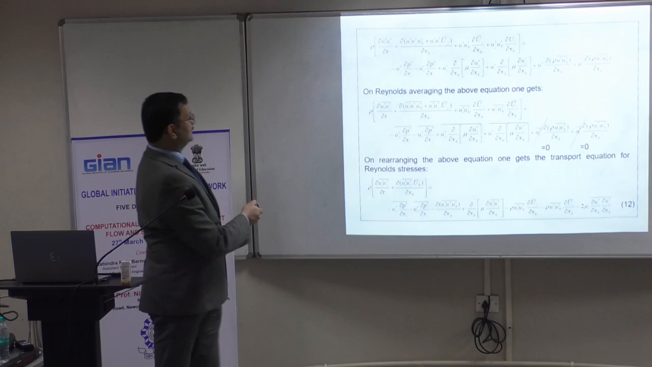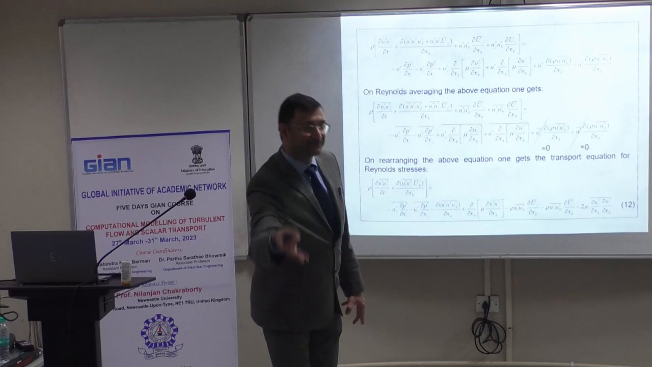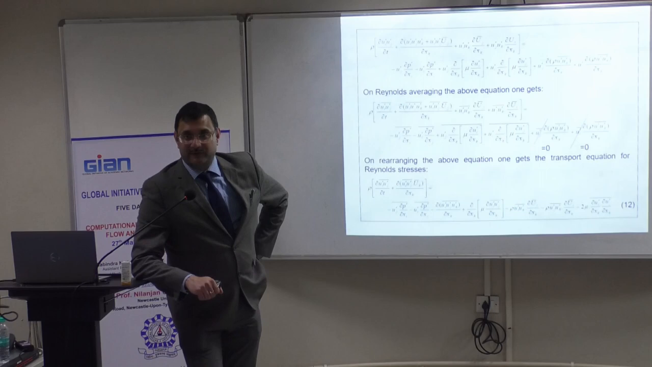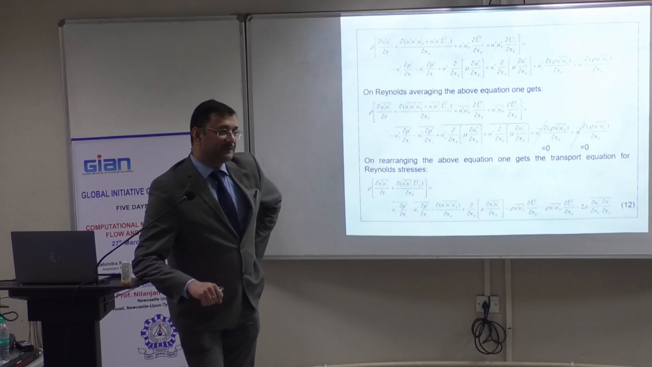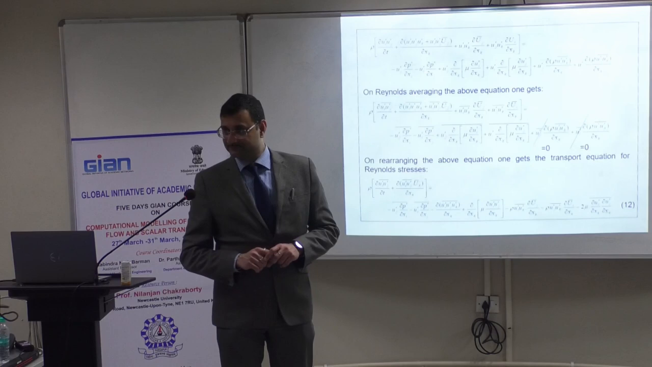If I Reynolds average it, then I will get these terms here. These terms disappear because the mean of the fluctuation goes to zero. For this, these two terms go to zero, and effectively you get this equation, which is the transport equation for Reynolds stresses. You will have six independent Reynolds stresses. It's a 3x3 system, but it's a symmetric tensor. That's why you'll have six independent components. Okay?